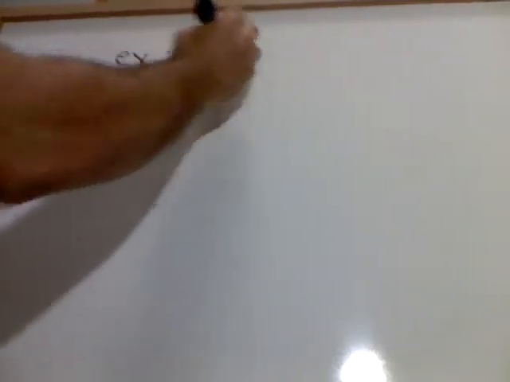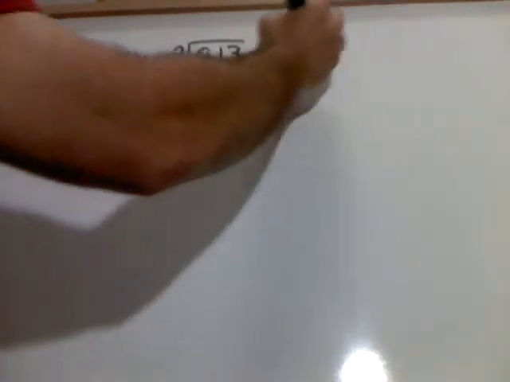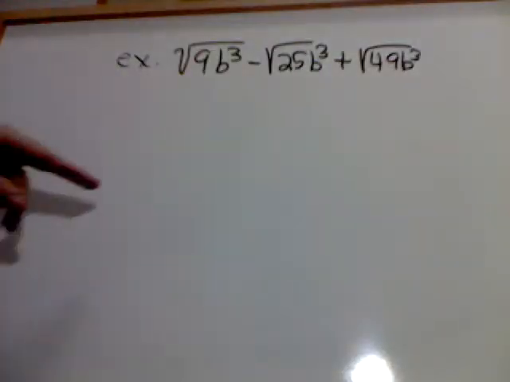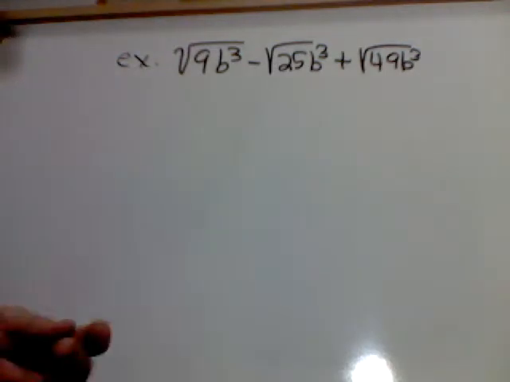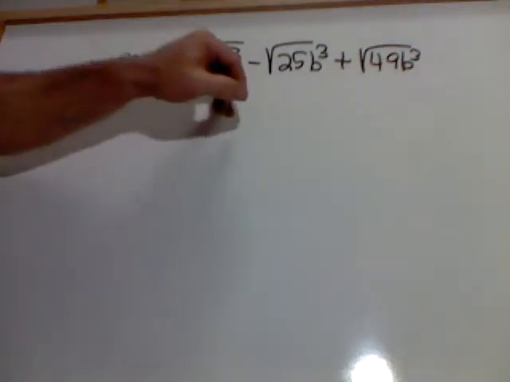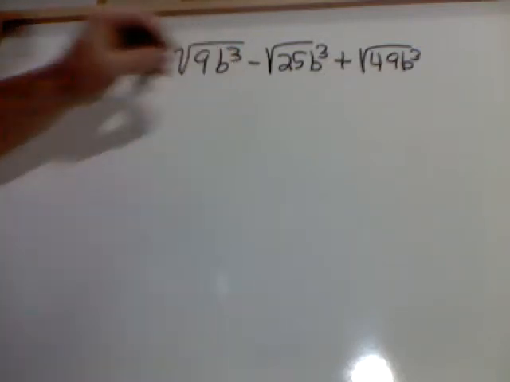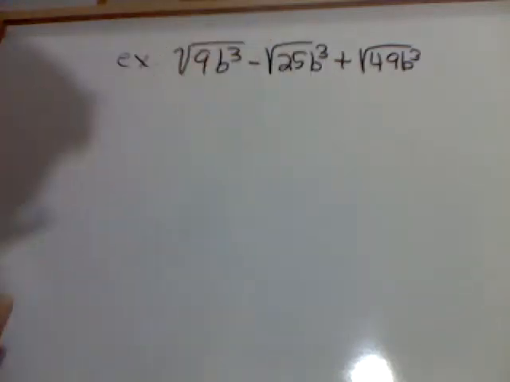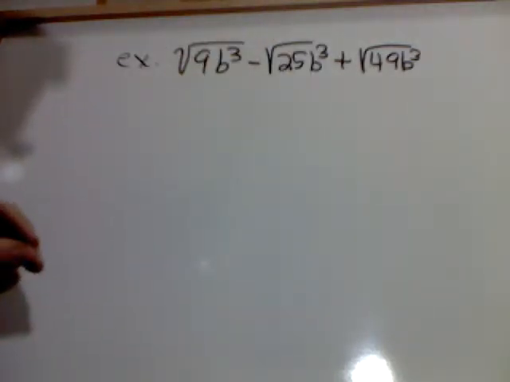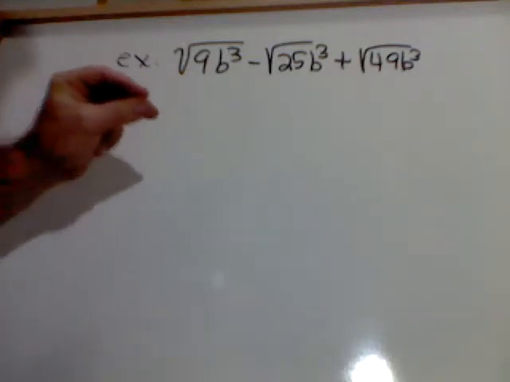Alright, my last example. Square root of 9b cubed minus square root of 25b cubed plus square root of 49b cubed. Now notice, all the numbers are perfect squares, so they'll come out. What I do when I have variables is I take the index and divide it into the exponent of the variable. However many times it goes into it, that's the exponent that comes out. If I have a remainder, it stays under the radical.